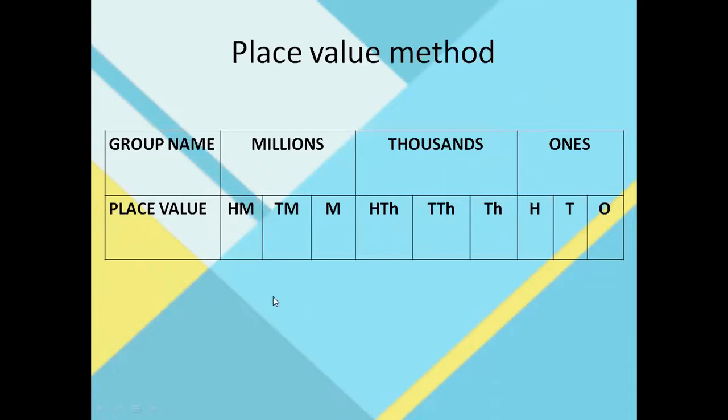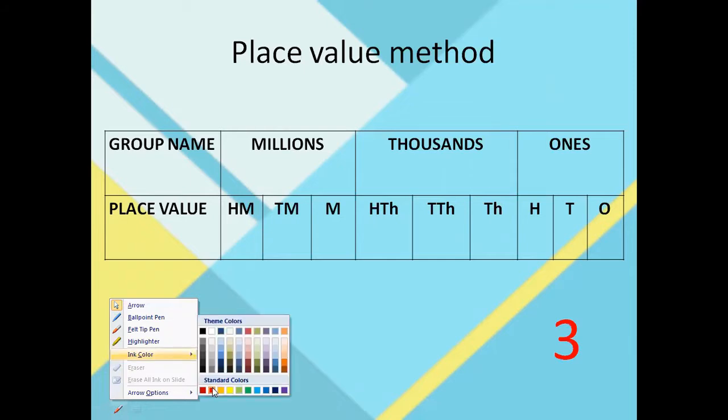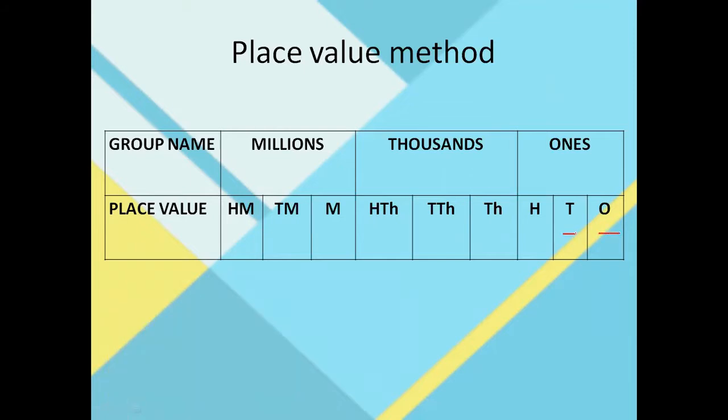Count this place value from the right side. The starting one is ones, then tens, then hundreds, then thousands, then 10,000s, then 100,000s, then million, 10 million, 100 million. Group these place values into ones, thousands, and millions. It will make it easy to read and write the numbers. Note that all the groups should have 3 digits in the international system.